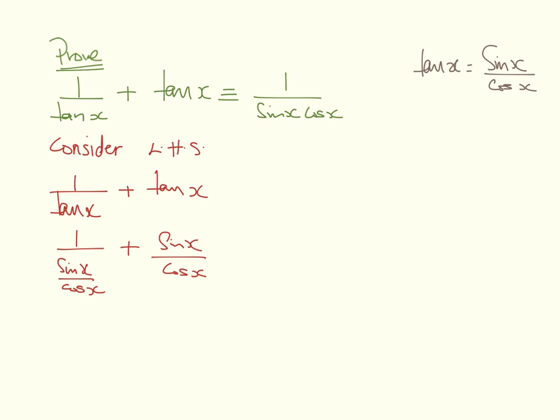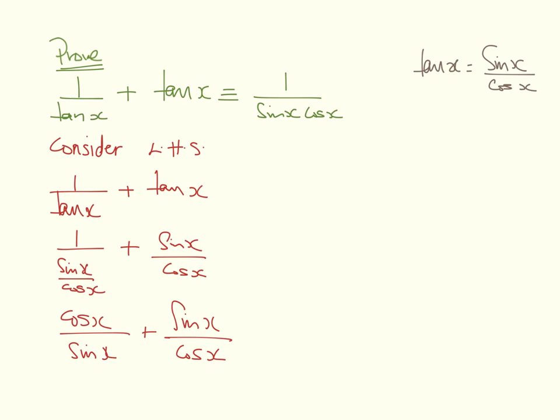Okay, now my next job, well, if I've got 1 over a fraction, that is the same as the reciprocal of that fraction. So this is the same as cos x over sine x plus sine x over cos x. Okay, so once I have that, 1 over it is the same as the fraction reciprocated. Now it looks like we're getting somewhere.